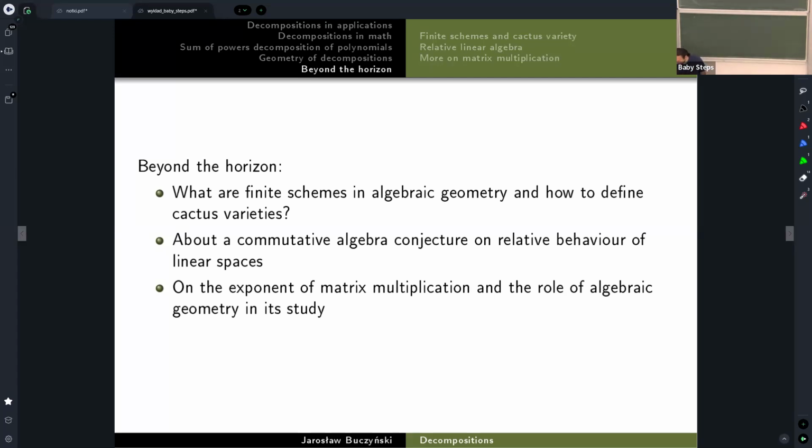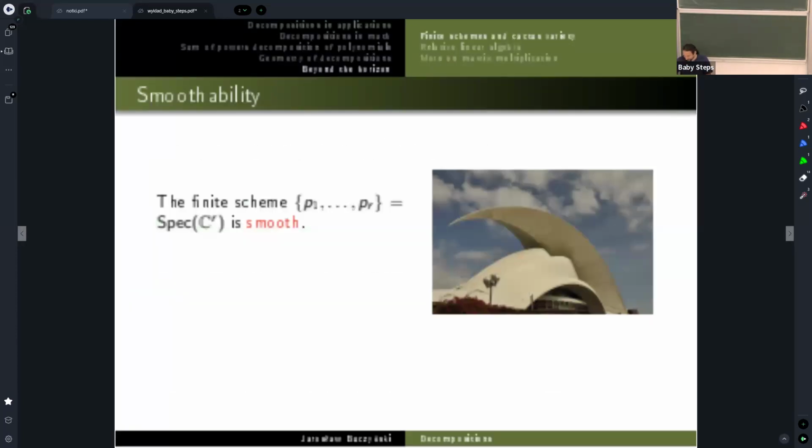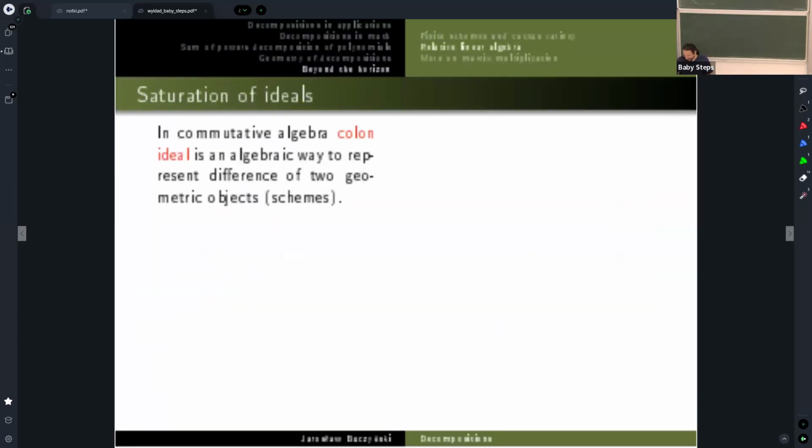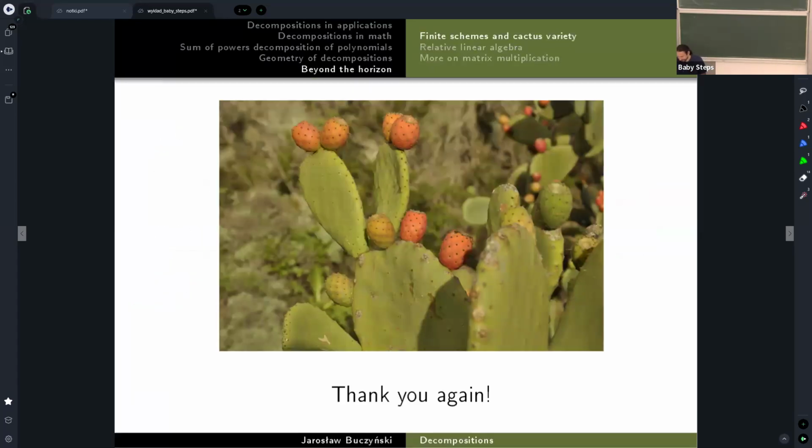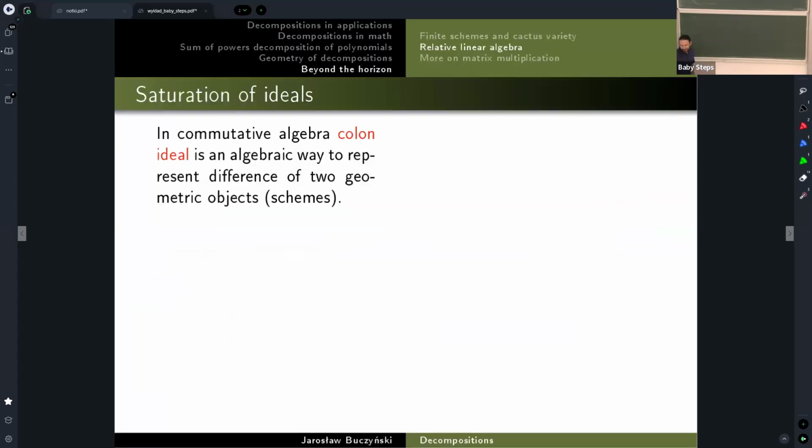Now how do I use this? Okay, it doesn't work. So I have to scroll, unfortunately, because the thing is not working. So this is a crash course on, okay, this is about saturation of ideals.